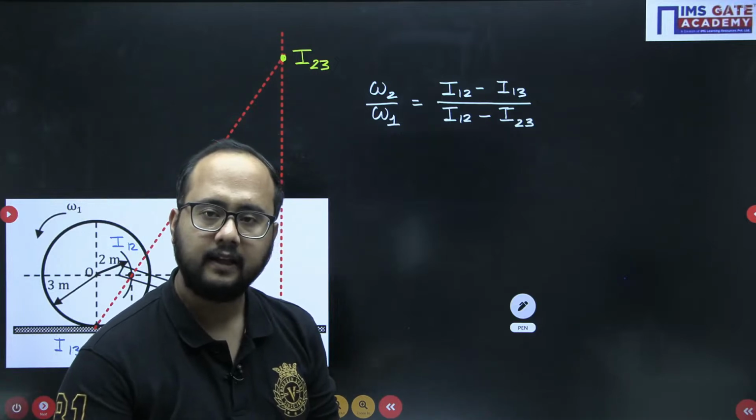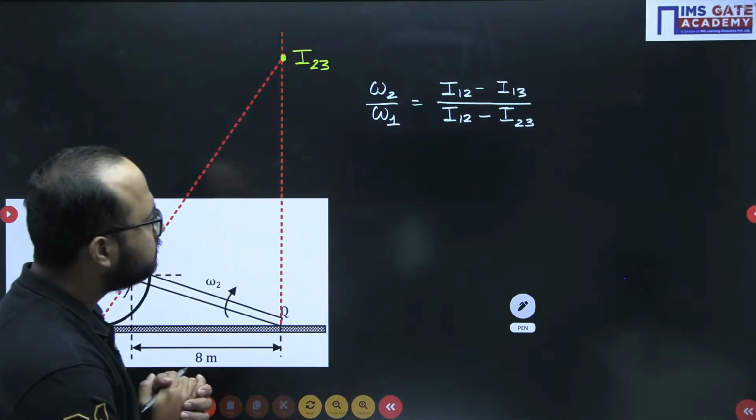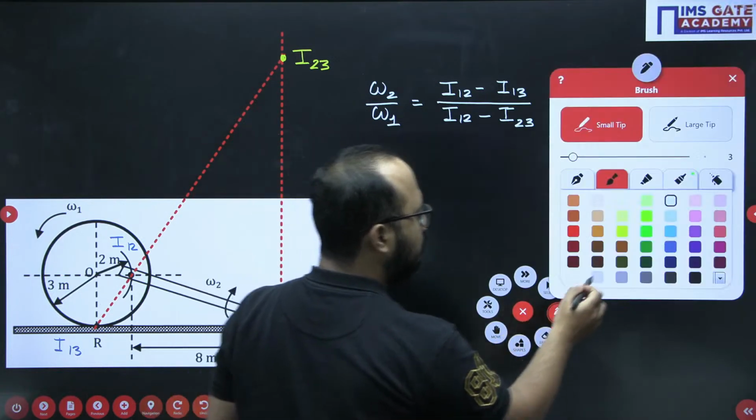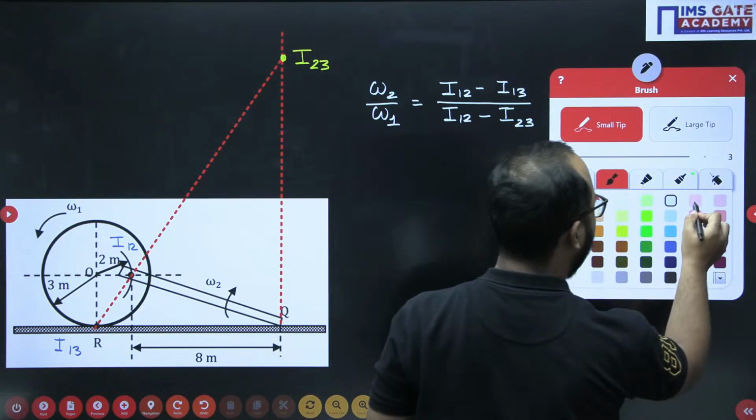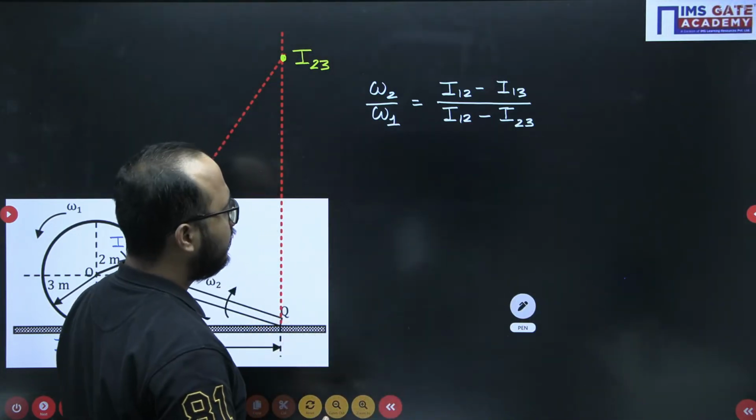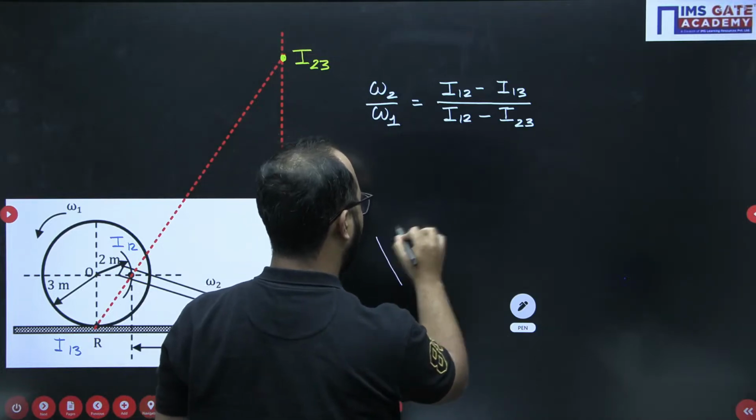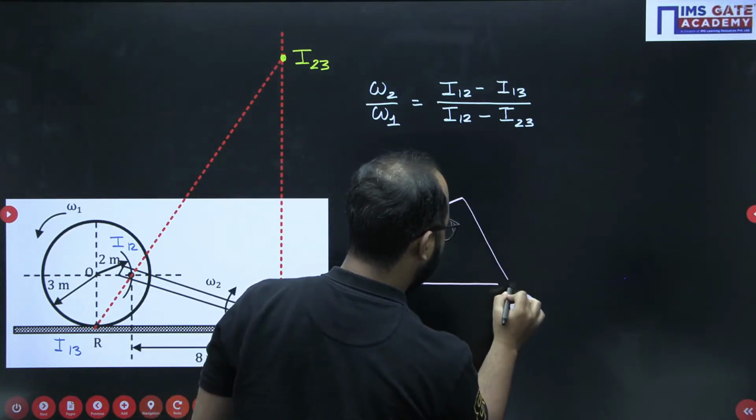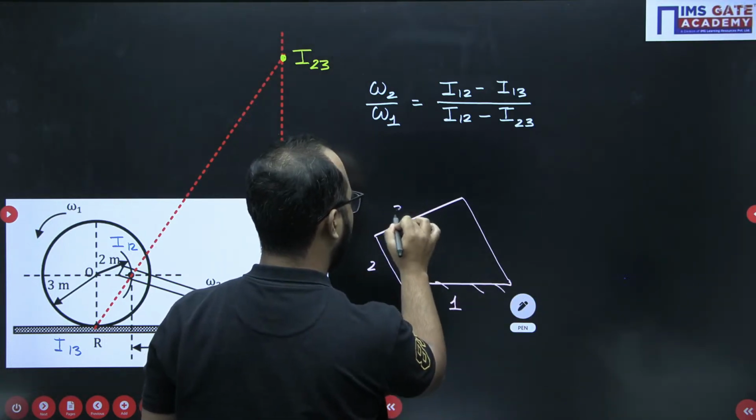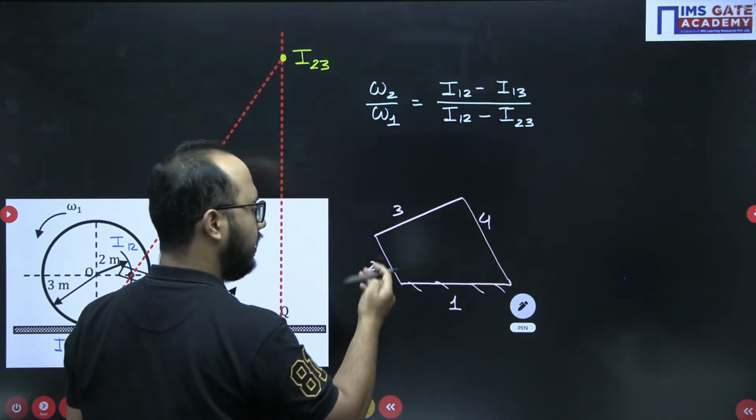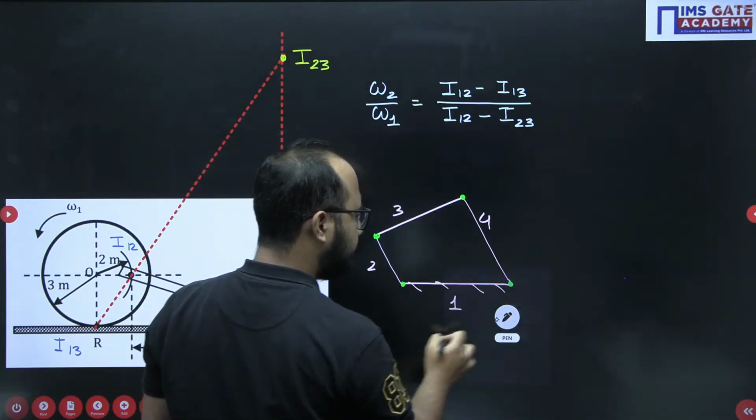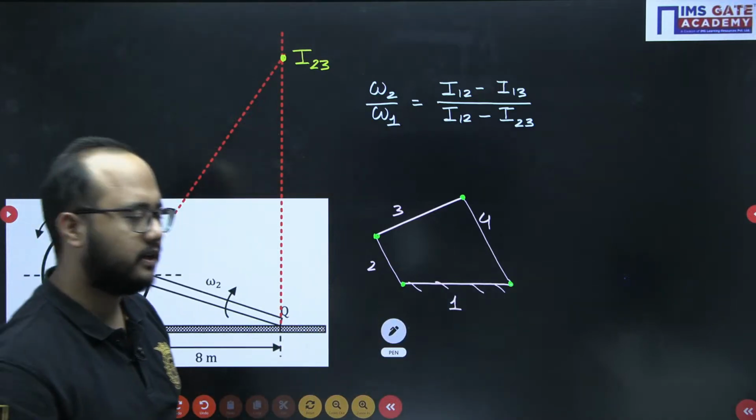Clear? Is this point clear, everyone? Okay. So always remember, I will tell you the general case also, how to write this angular velocity ratio in any general case, right? For example, we have this 4-bar link mechanism. Consider this as a 4-bar link mechanism. This is link 1, 2, 3, this is 4, right? Just as an example, you need to understand.